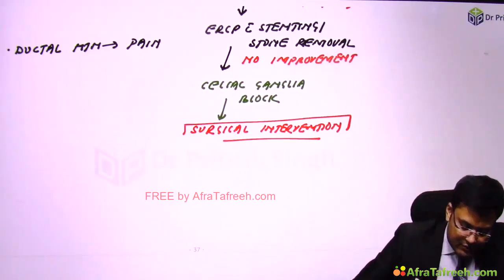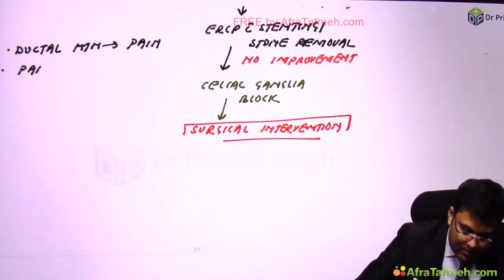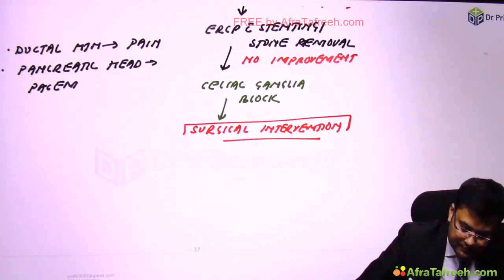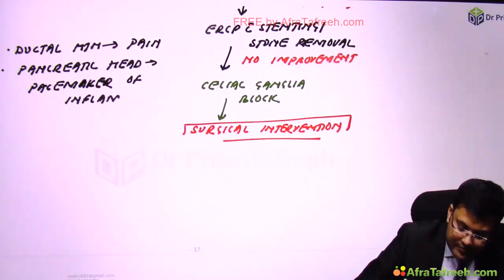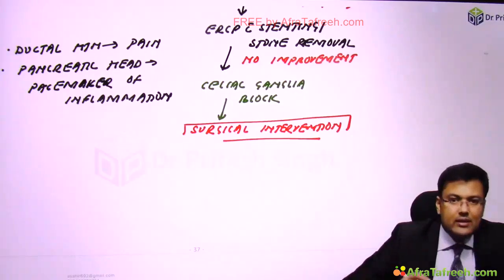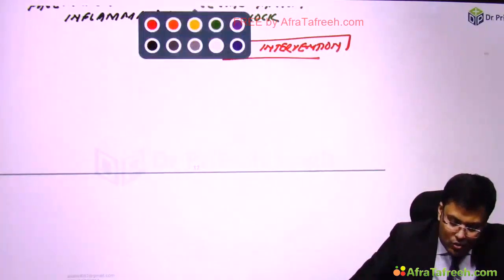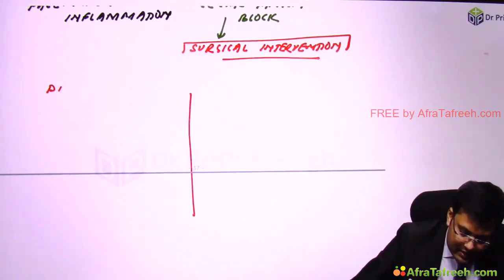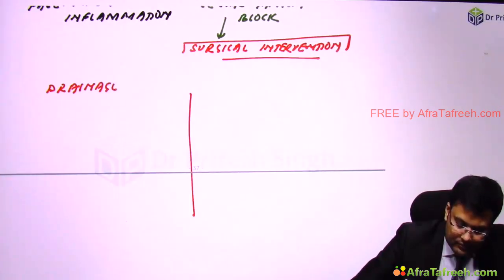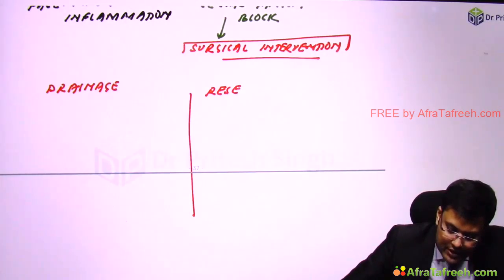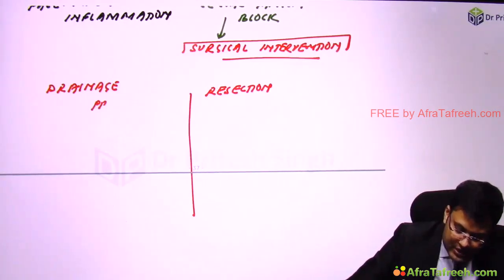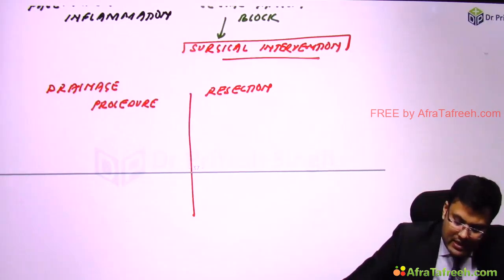And the resection procedure works on the principle of what? The pancreatic head, which is the pacemaker of inflammation. It means in the resection procedure we have to excise the pancreatic head. So what are the two procedures? One is the drainage procedure and the second is the resection procedure.